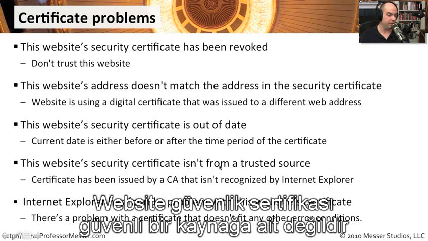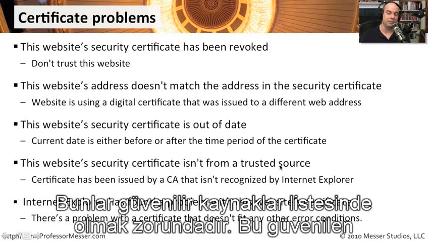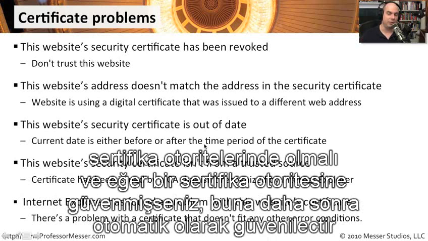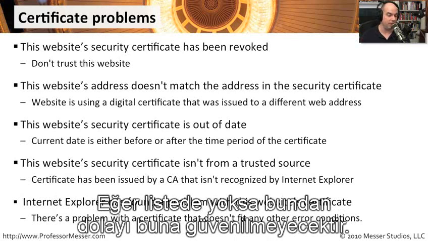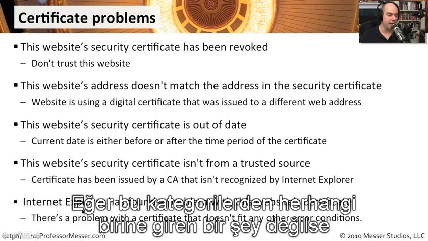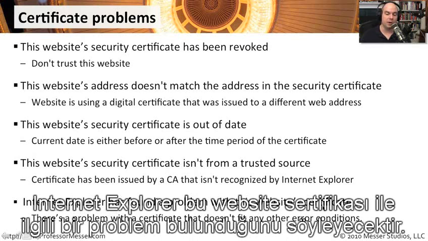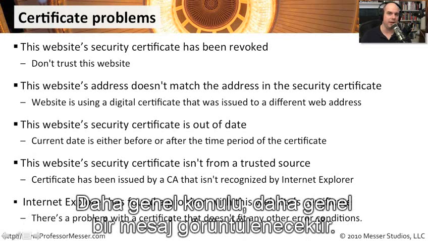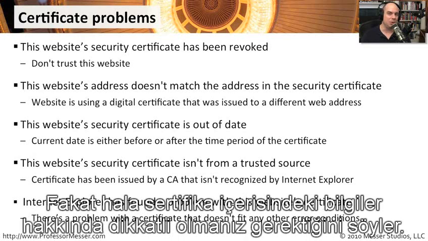The website security certificate isn't from a trusted source. It has to be in that list of trusted providers, those trusted certificate authorities. If you have a trusted CA, then we're automatically going to trust that. If you're not in the list, then I'm not going to trust that. And if it's something else that doesn't fall into those categories, it will tell you that it's found a problem with this website certificate. A more generic error message pops up, but still one that tells you should be worried about the information that's in this certificate.